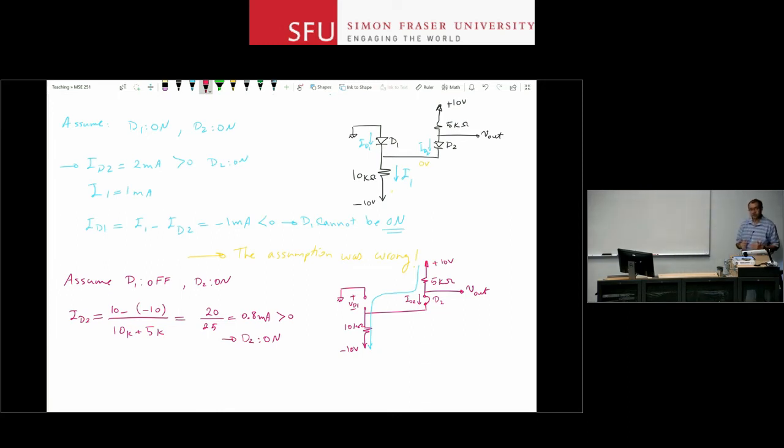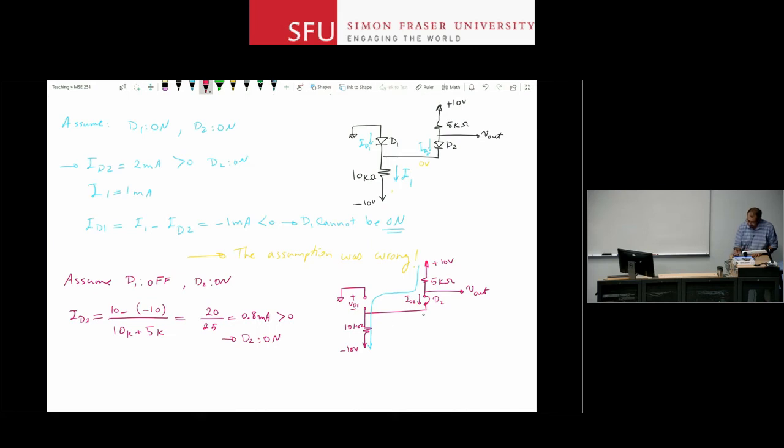So for D1 to be off, I cannot talk about the current here. Current is obviously 0. I should look at VD1. I need to figure out if VD1 is less than 0. If VD1 is less than 0, then D1 can be off and everything will be good. My assumption is valid. So to figure that out, I calculate VD1.